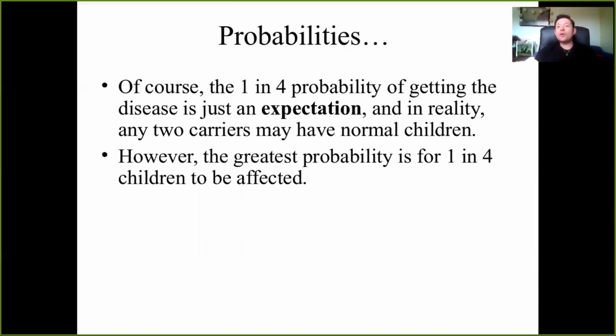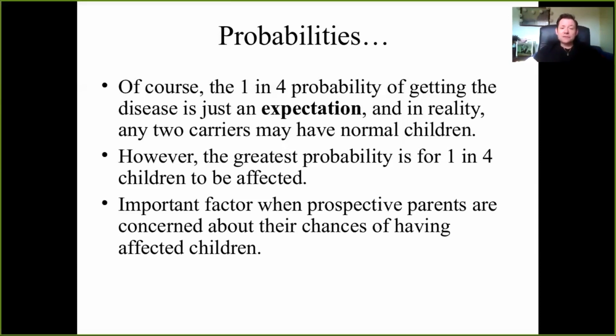You could have 4 boys in a row, or 4 girls in a row. It's like flipping a coin. Sometimes you get 4 heads, sometimes you get 4 tails. If you flip that coin 100 times, you're probably going to get about half and half, more or less. It's an important factor when prospective parents are concerned about the chance of having affected children.